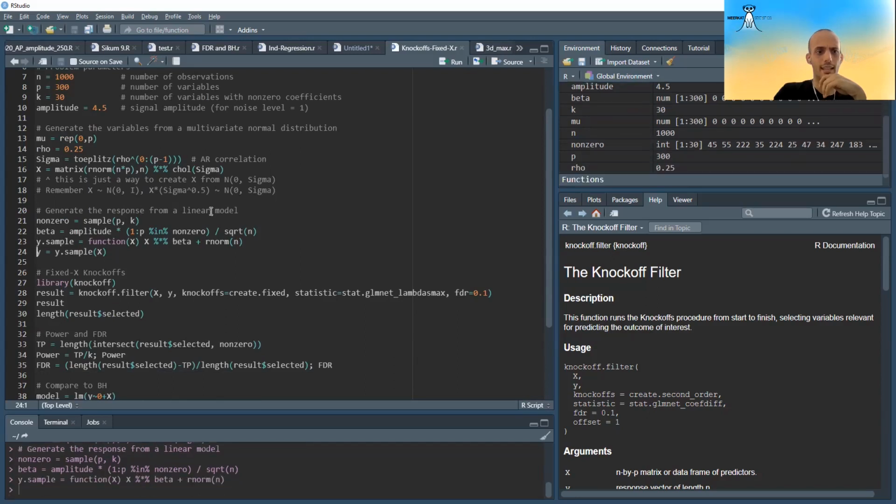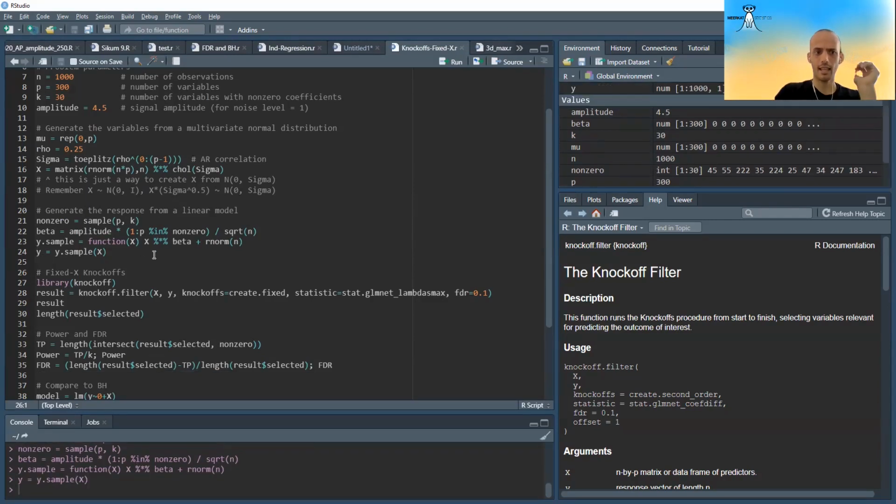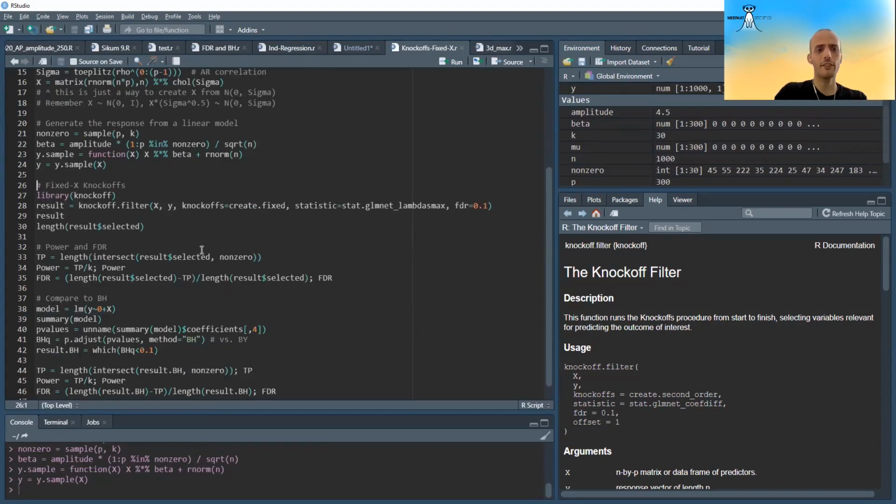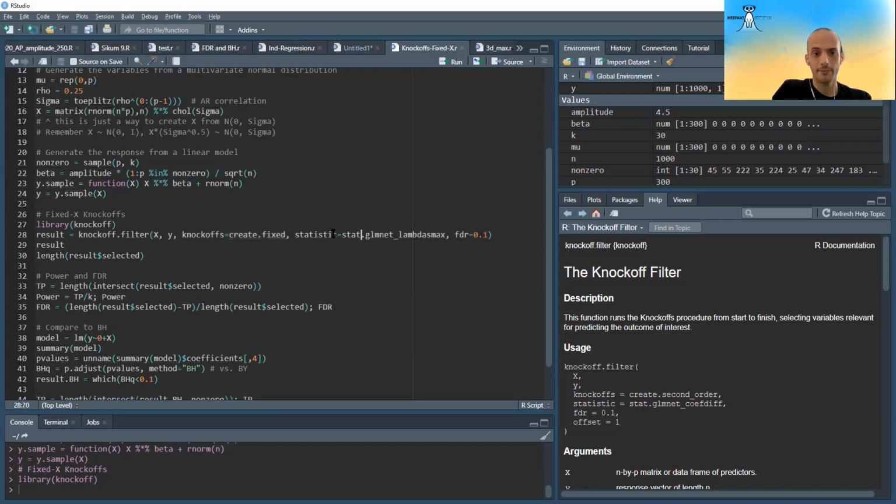Okay, and then they create the Y's, which is just this model. It's X times the beta that they use plus some noise, and this is the Y's. Now for the fixed X knockoffs, which is what I showed you in this lecture, we use the library called knockoffs, and the only thing we need to do is call knockoff.filter and give it the X, the Y, and say create fixed, because this is the fixed X model.